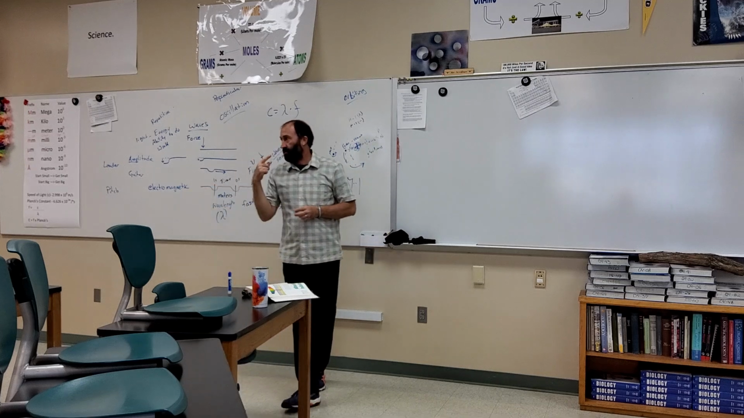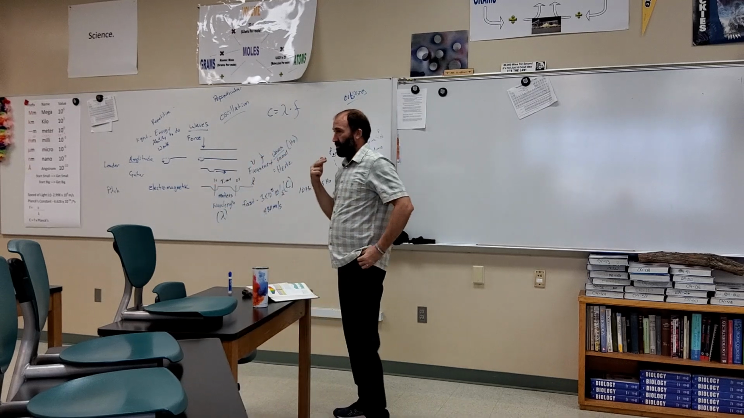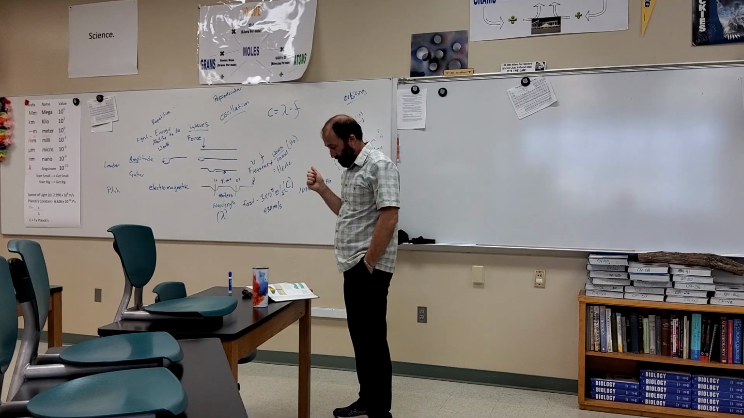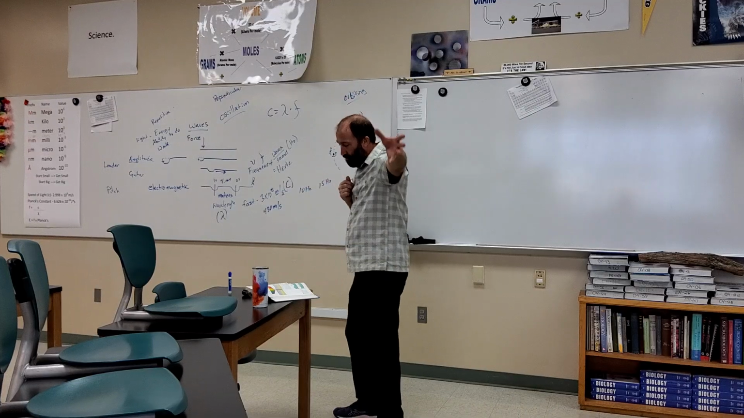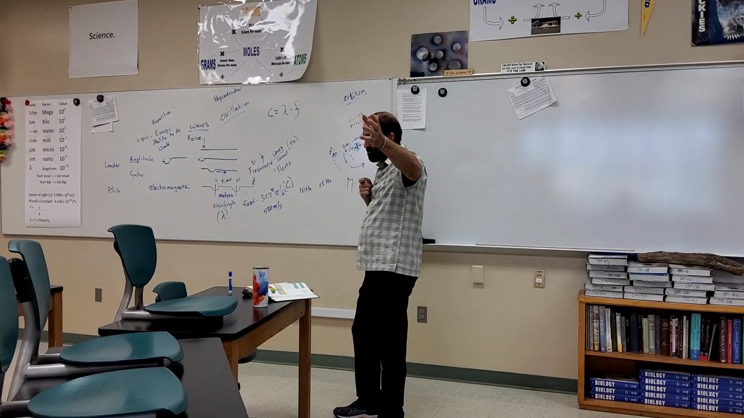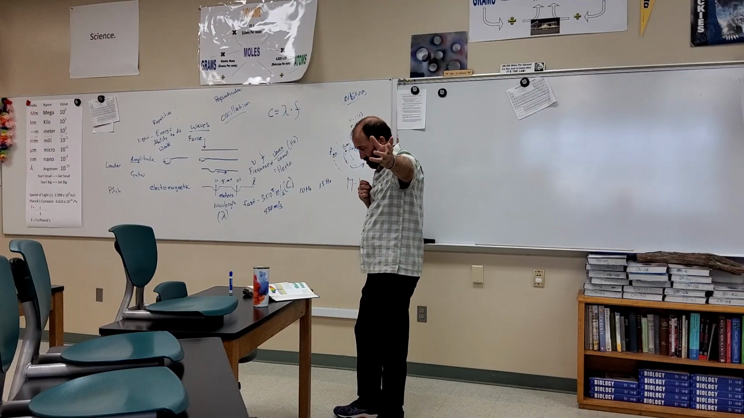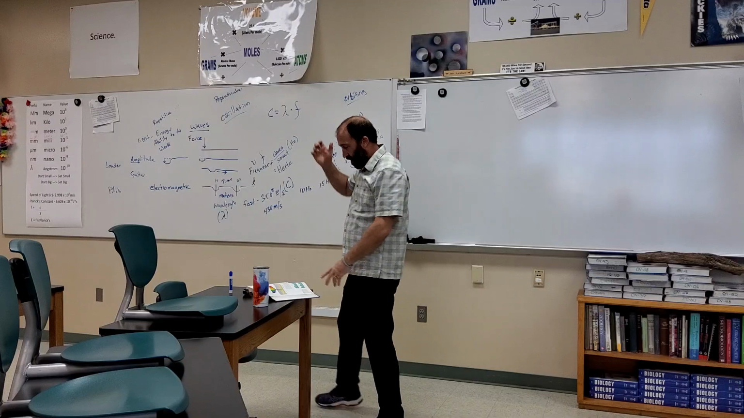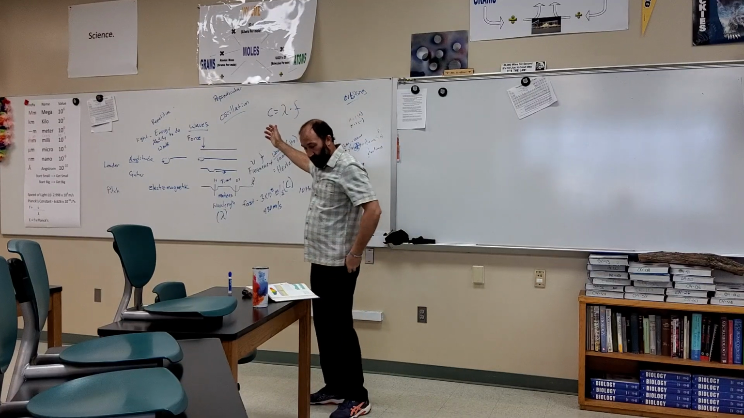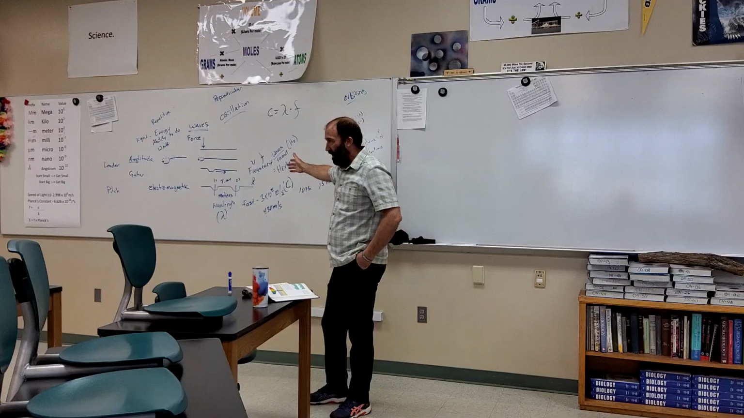But can we see it? No, we can't see it. But it's still light. If we go all the way to the left, that's gamma rays, gamma radiation. If we go all the way over here, radio waves, short waves, and long waves. Okay? All light.